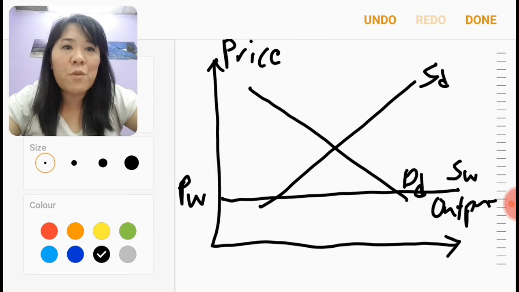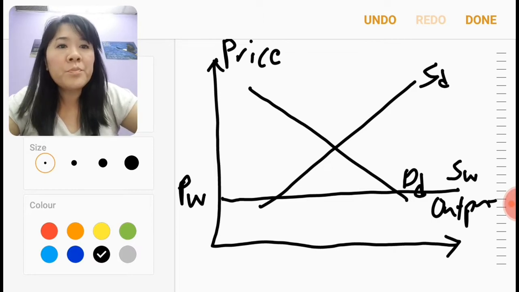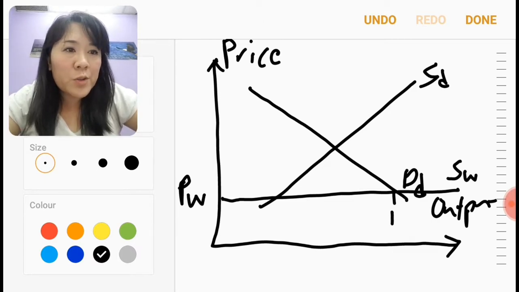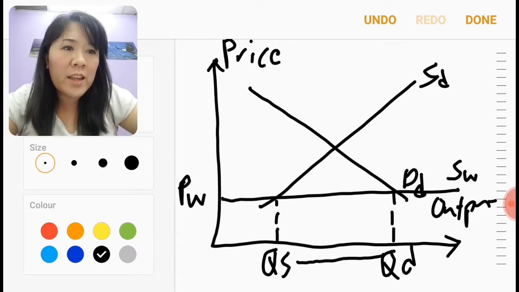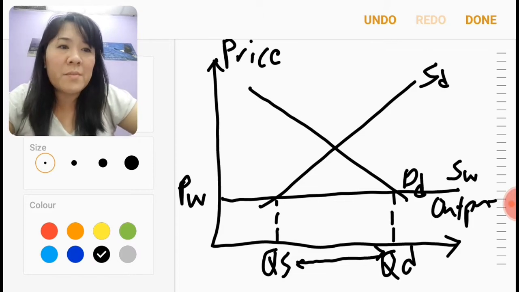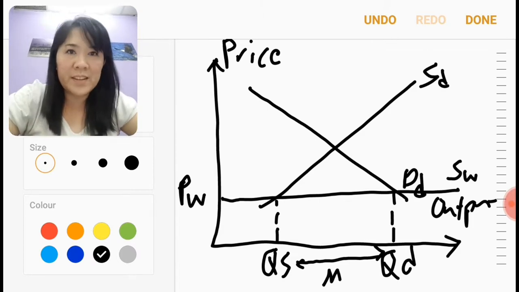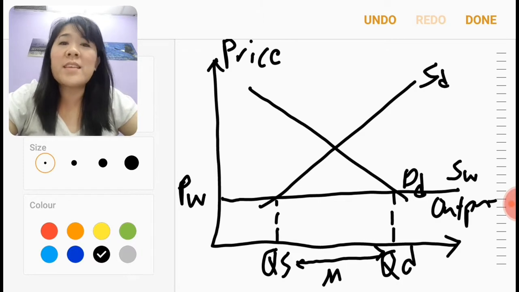So with this price PW, the associated quantity demanded for the good is at QD, but at the price PW, the domestic suppliers are only willing to supply QS. And so there will be what we call a shortfall of QSQD, and this amount will have to be imported. So QSQD is the amount that has to be imported.